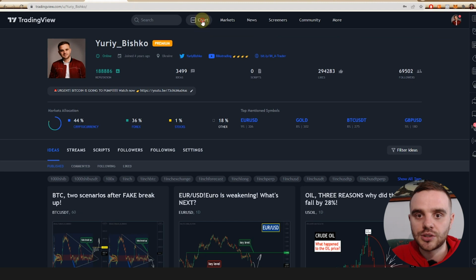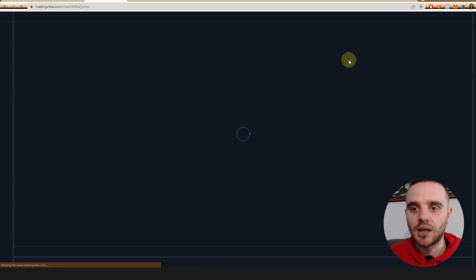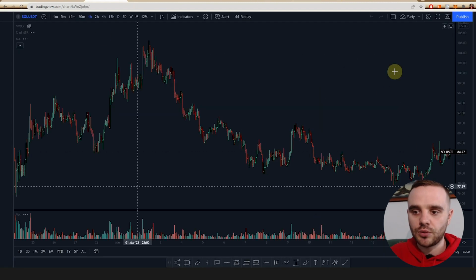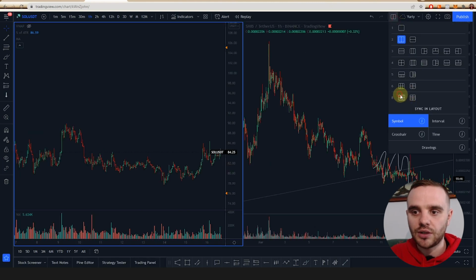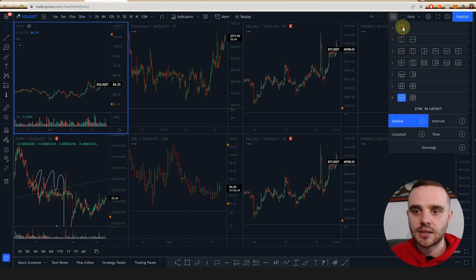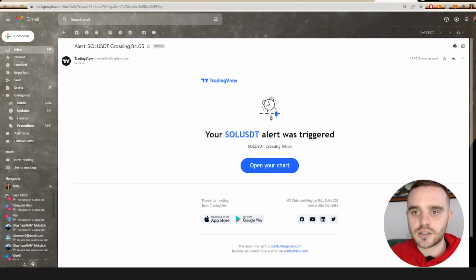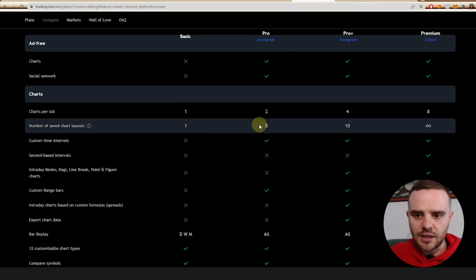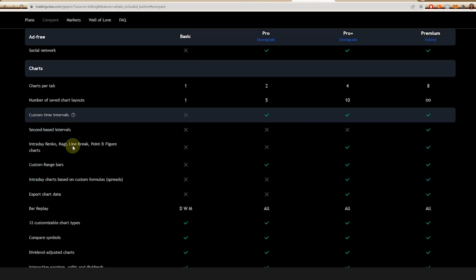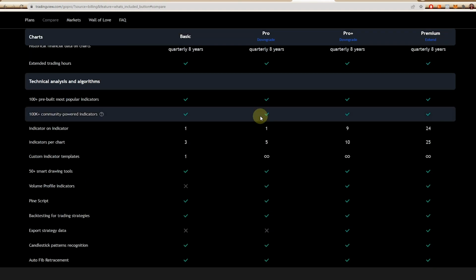Example for you, what is chart per tab? One tab is what we see right now, and a chart is this one, for example. We can see 8 charts, as I can have 8 charts. If you have a basic plan, you can add only one. The next one, I don't spend a lot of time on this one.